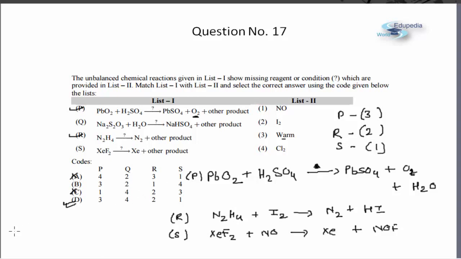And finally we are only left with Q, and that Q is going to match with chlorine, that is option 4. The reaction in case of Q will be, we will get NaHSO4 plus NaCl plus sulfur. This will be the product in case of reaction Q. So that means D will be our final answer.